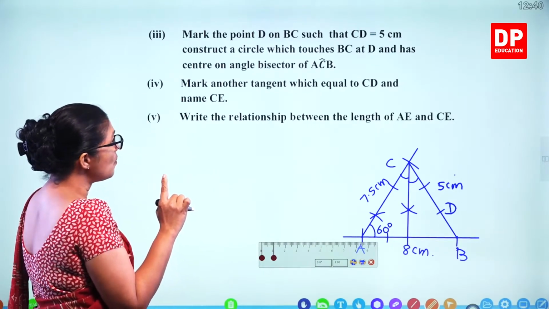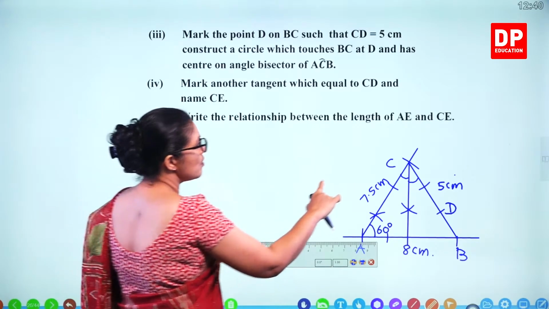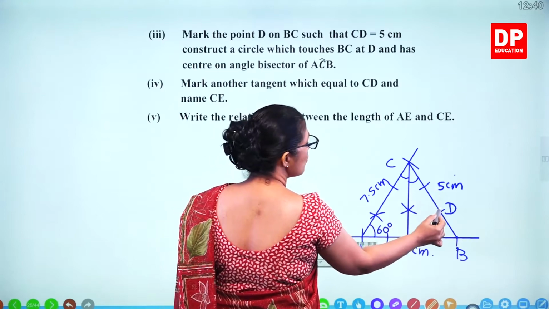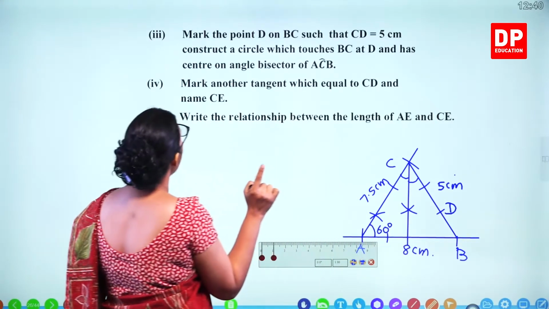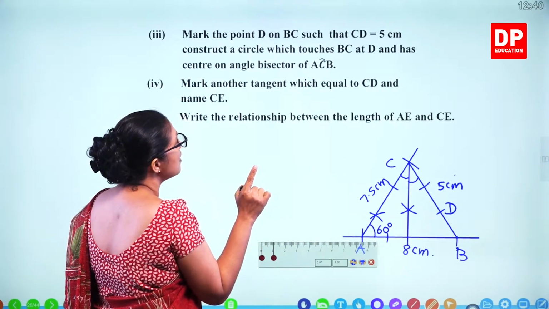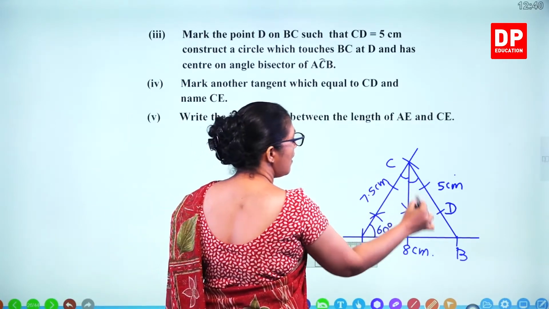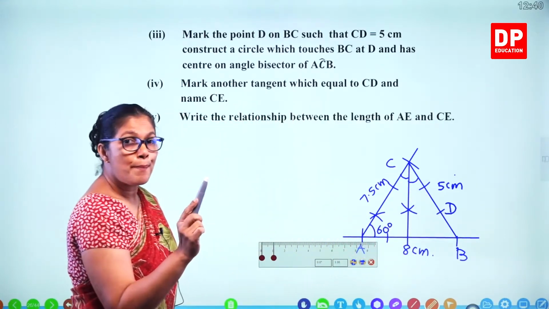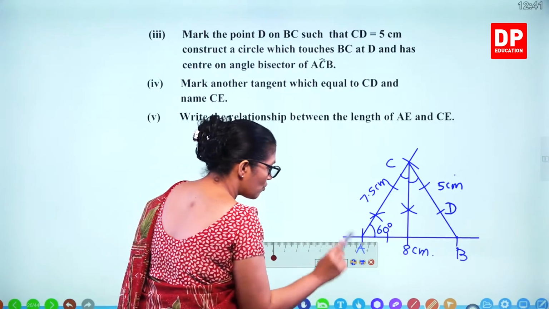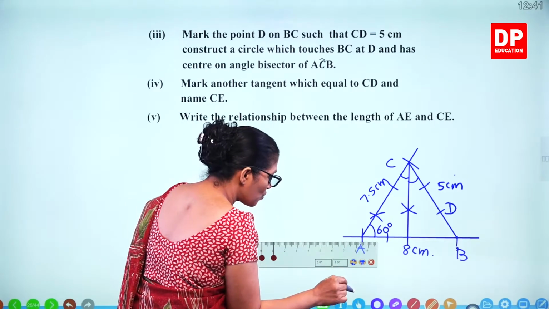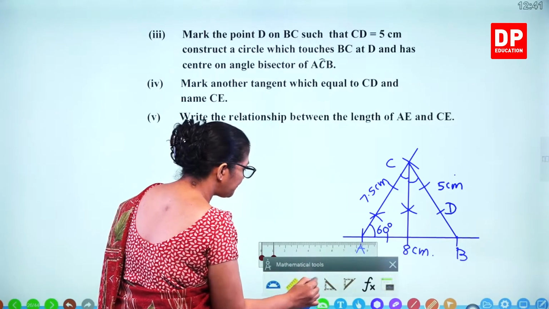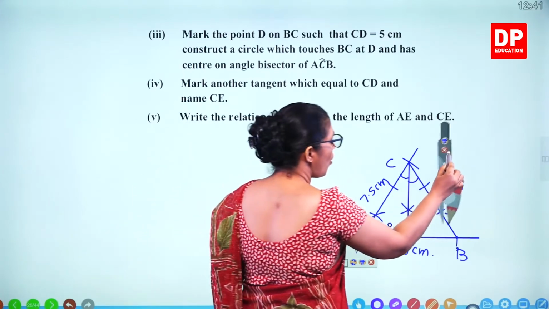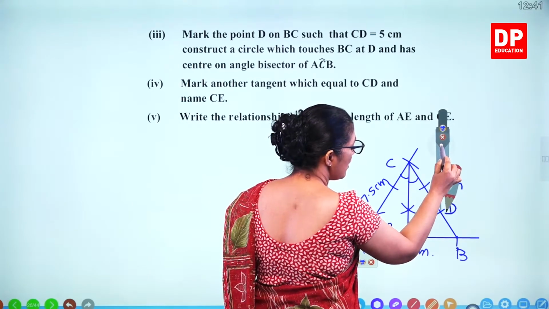Construct a circle which touches BC at D, and has its center on the angle bisector of ACB. So that means you have to draw a perpendicular at D, so that it only touches at D. So we'll take the compass and draw the perpendicular at D.